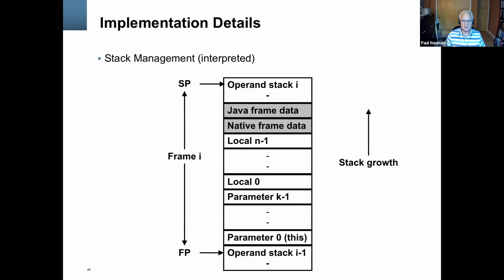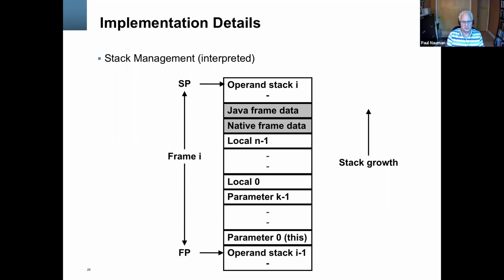So here's a diagram of how a stack is managed in JVM. Starting from the bottom, the stack is growing upward. So we have a frame, we have a method which has been executing, and it's pushed a number of its parameters on its operand stack. And then the code calls for it to actually invoke another method.